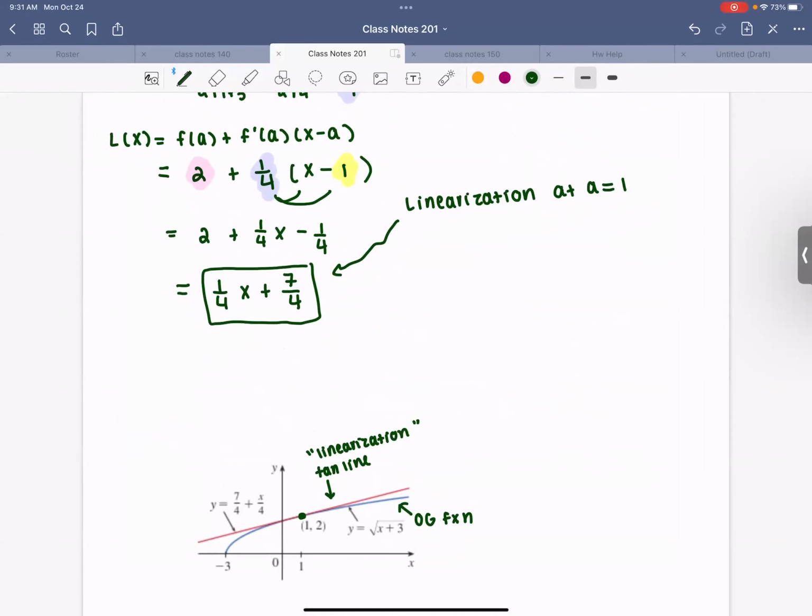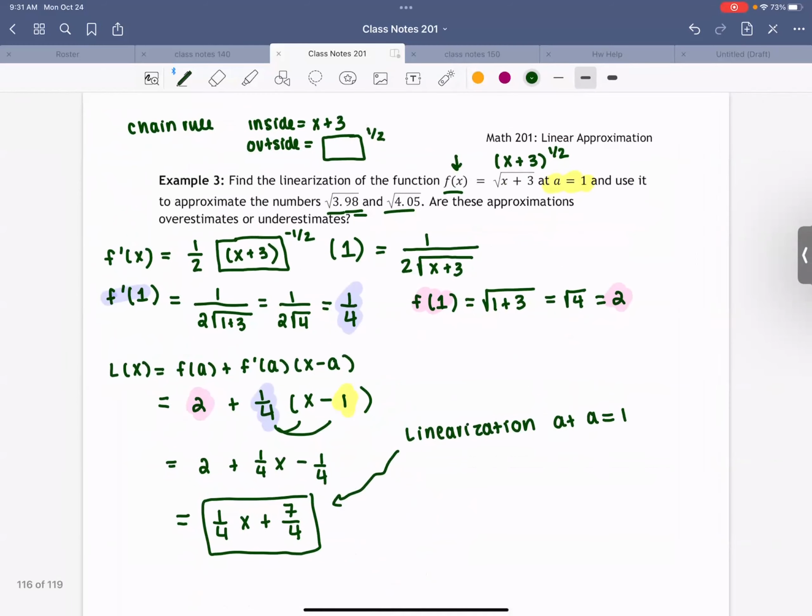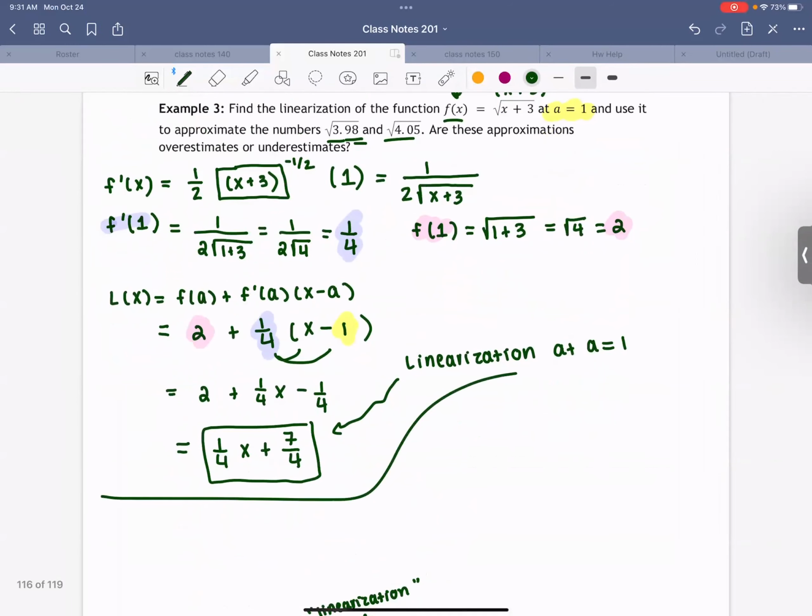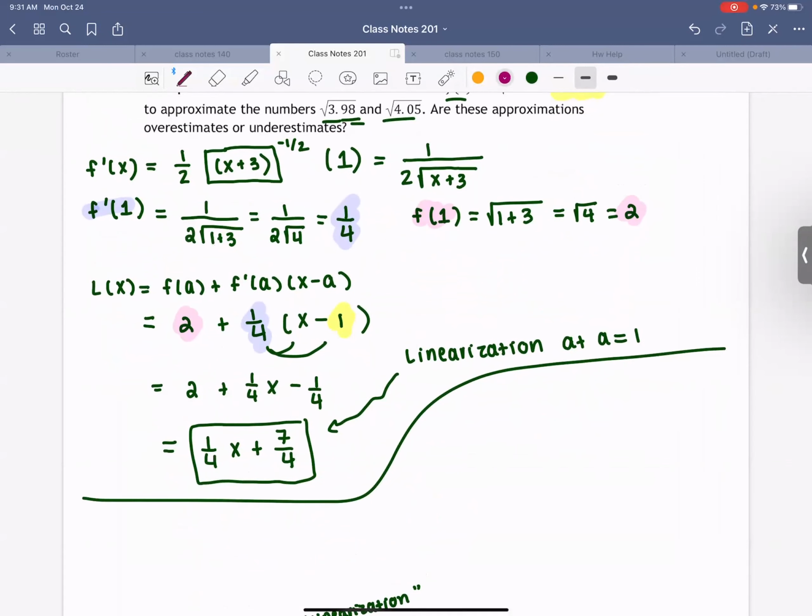All right. Let's figure out what we can do with this linearization. Well, the question told us to approximate two numbers. So I'm going to approximate the first one. We're going to write that we're evaluating the square root of 3.98. Now, I know that you can do this in your calculator by just taking the square root of 3.98. Let's see if we can approximate it using linearization.